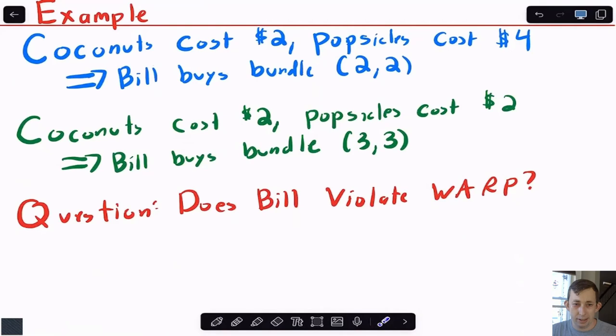So just as a basic example, suppose we've got two goods. On day one, we have coconuts and popsicles. Coconuts cost $2 and popsicles cost $4, and we say that Bill buys the bundle 2-2. Then on day two, suppose coconuts again cost $2, but now popsicles have dropped in price to $2, and Bill is going to buy the bundle 3-3. We're asked to think about, is Bill violating WARP or not?